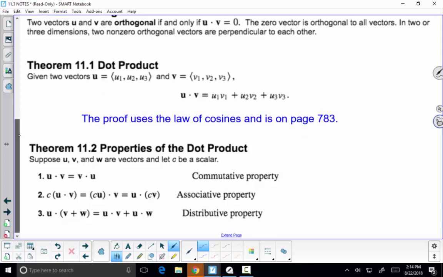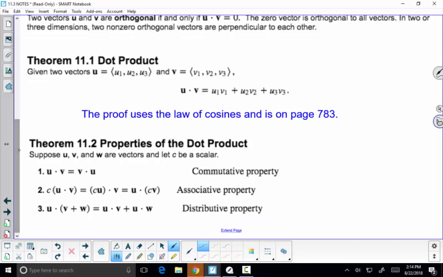And here it is. Here's the theorem. The theorem says you can find the dot product so easily. All you have to do is take the corresponding components, multiply them, and then add them together. That is the dot product between two vectors. Multiply corresponding components, add them up, you get a number. That's called the dot product. It's not a super hard proof. There's a proof on page 783 of the book using law of cosines. Not that difficult.